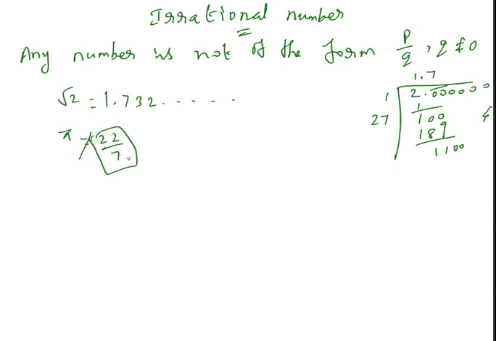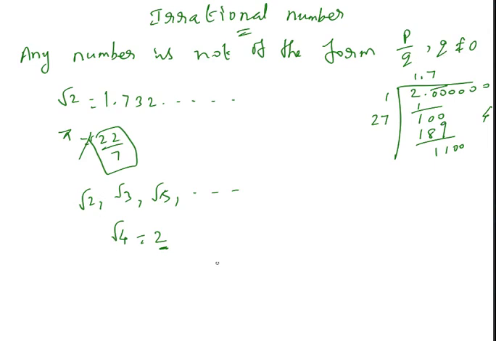So pi is an irrational number, and root 2, root 3, root 5 are all irrational numbers. If we take root 4, it becomes 2, which is a whole number. So any number that is not of the form p by q is called an irrational number.